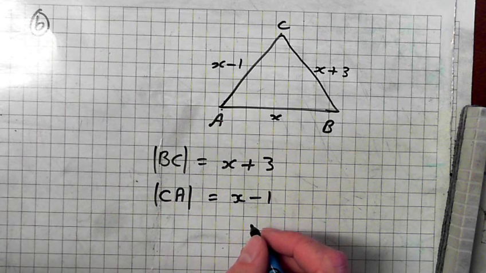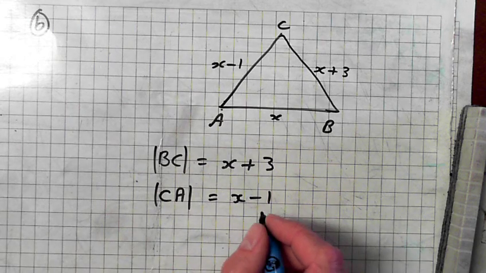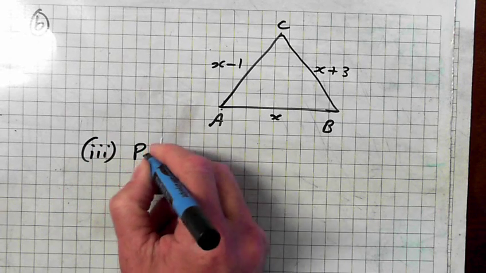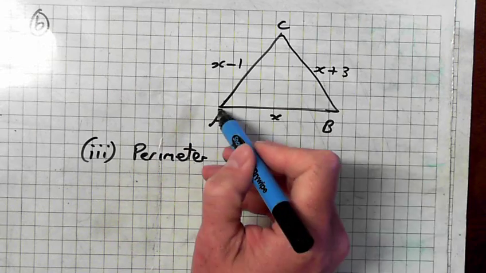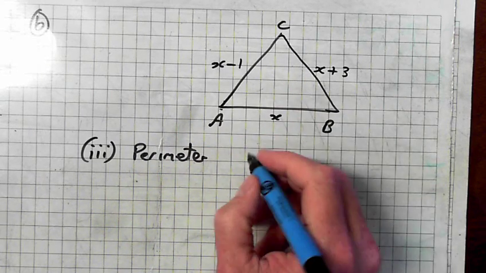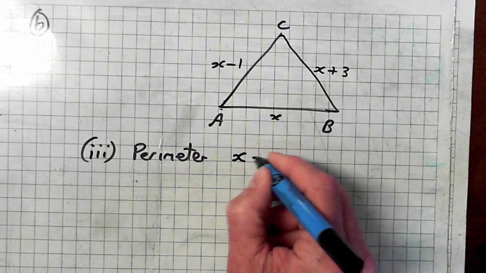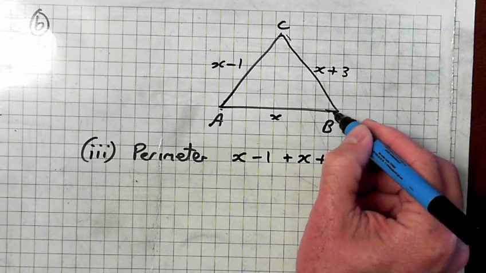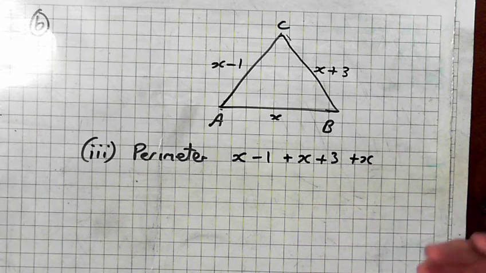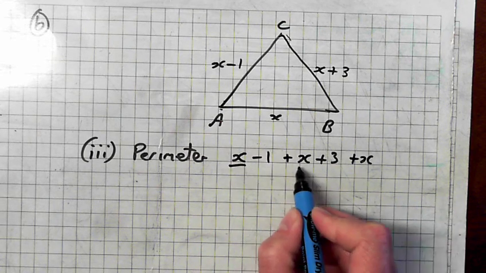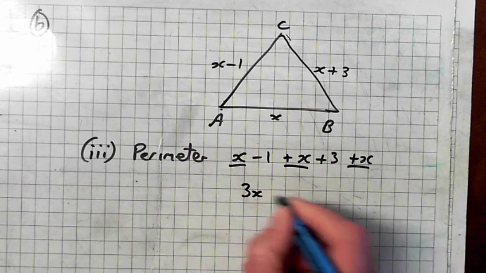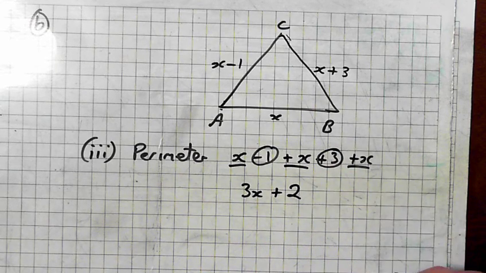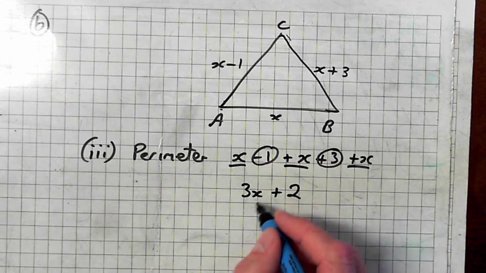Next, part 3, write down and simplify an expression for the perimeter of the triangle ABC. So part 3, what's the perimeter? Perimeter means I start at A and I walk all the way around. What's the distance? So it's from here to there is x minus 1, plus from here to there is plus. Okay, so add them up. Add the x's first. So x plus x is, now the numbers, 3 minus 1 is 2. Alright, so that's an expression for the perimeter.